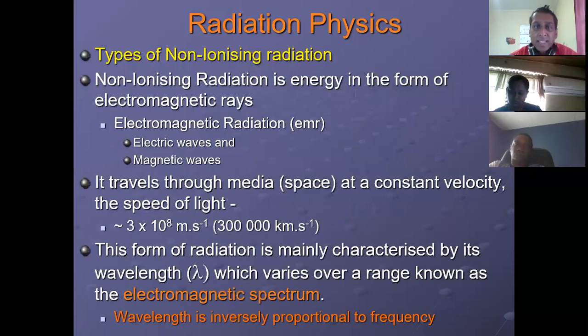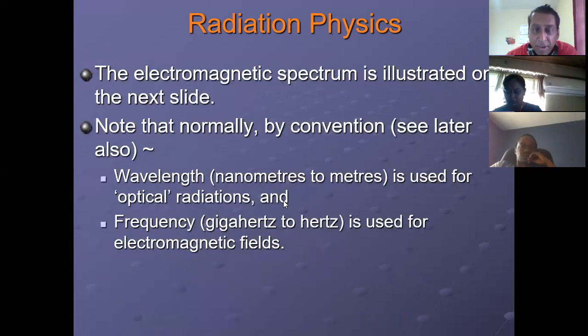So types of non-ionizing radiation, again, not all is mentioned here, but you have things like electromagnetic radiation, EMR, in the form of electromagnetic rays. They travel through space, have a constant velocity of the speed of light, which is 3 by 10 to the power of 8. None of that is, you know, worthy of a NEBOSH safety question anyway. This form of radiation is mainly characterized by wavelength, which varies over a range known as the electromagnetic spectrum. The wavelength is inversely proportional to the frequency, right?